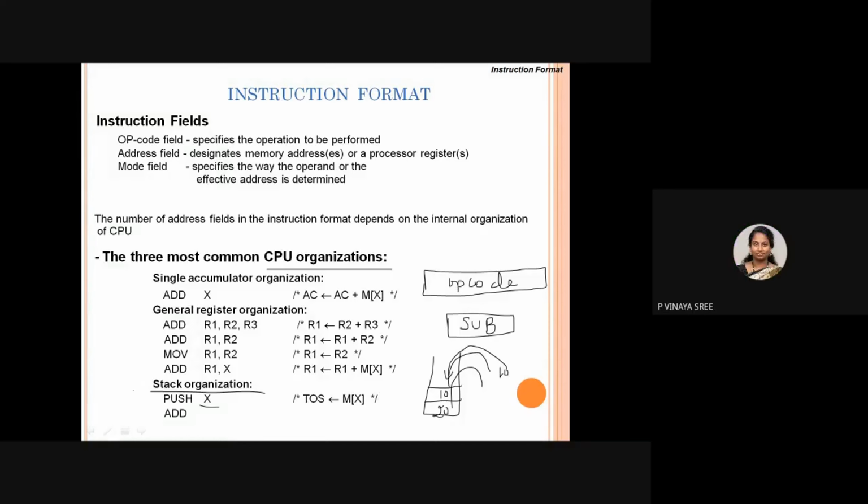In a stack we'll be having a zero address instruction format. In a single accumulator we'll be having a one address instruction format. In a general purpose organization we'll be having a 3 address and 2 address instruction format. So totally we'll be having 4 instruction formats, starting from 0 address, 1 address, 2 address and 3 address; 2 and 3 address come under general register organization. So based on what type of organization we are selecting, we will be seeing how it works.